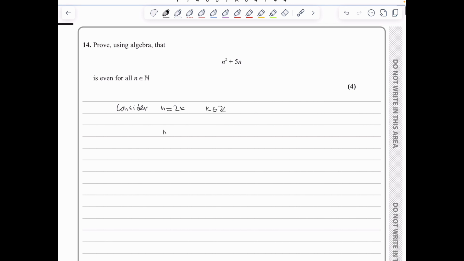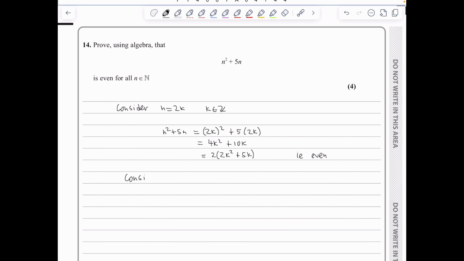Then we've got n squared plus 5n being equal to 2k raised to the power of 2 plus 5 times 2k, which gives me 4k squared plus 10k. I can see that I can factor out the 2 here, so we're looking at 2 times 2k squared plus 5k. And since there is a factor of 2, we certainly conclude that this is giving me an even result. And then I will proceed with considering n being an odd number.